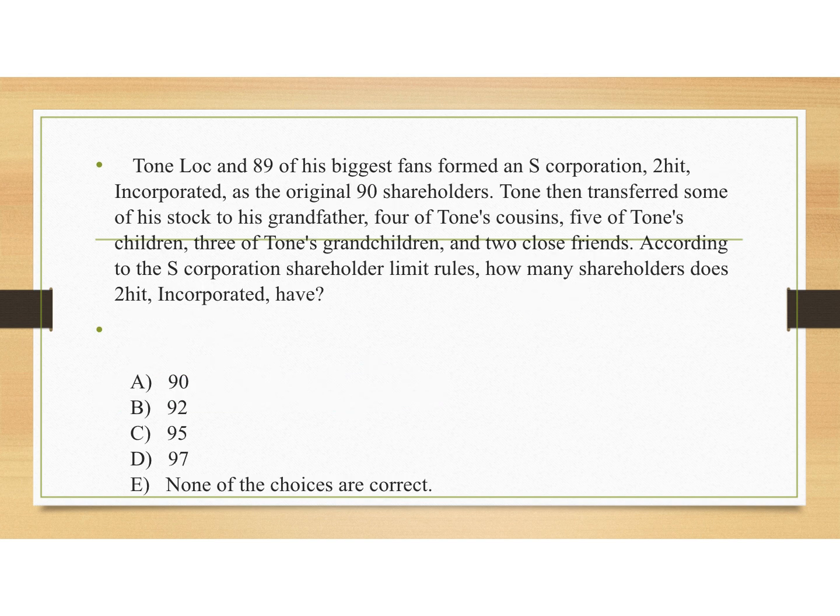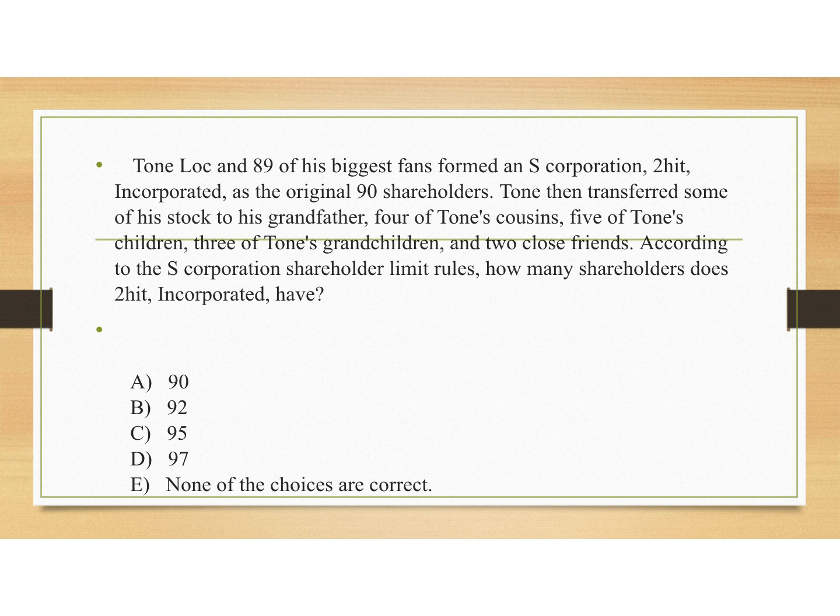Now we have a situation where Tone Loc has a whole bunch of fans, and they form an S corporation with the original 90 shareholders. So he's got Tone Loc and 89 of his biggest fans. That makes 90. He then transfers some of his stock to his grandfather, 4 of his cousins, 5 of his children, 3 of his grandchildren, and 2 close friends. How many shareholders does the corporation now have?